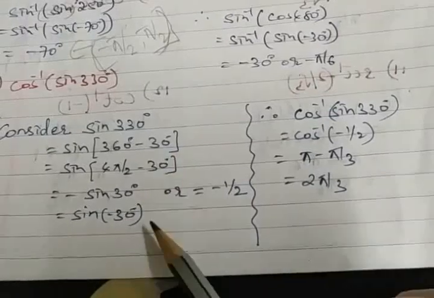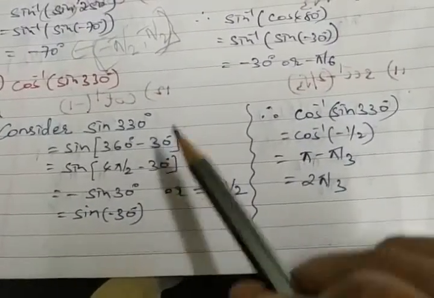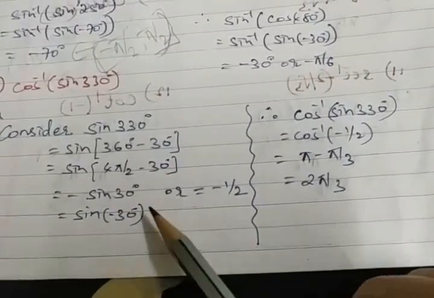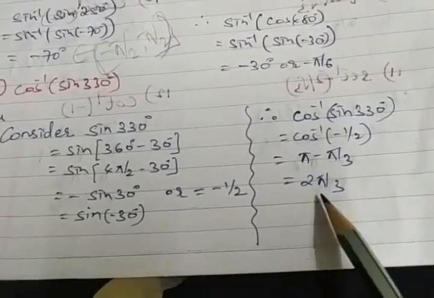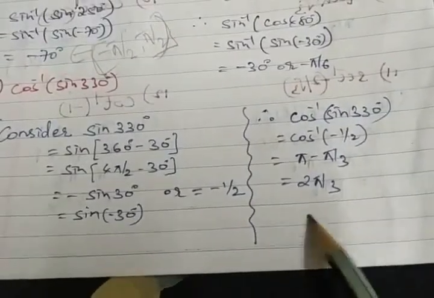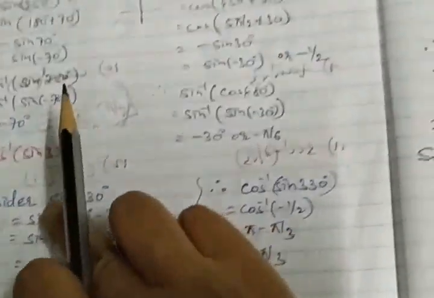So the method may be different. It's left to you, depending upon how you want to solve this question. It's your approach. But the final answer you can verify: it is 2 pi by 3.